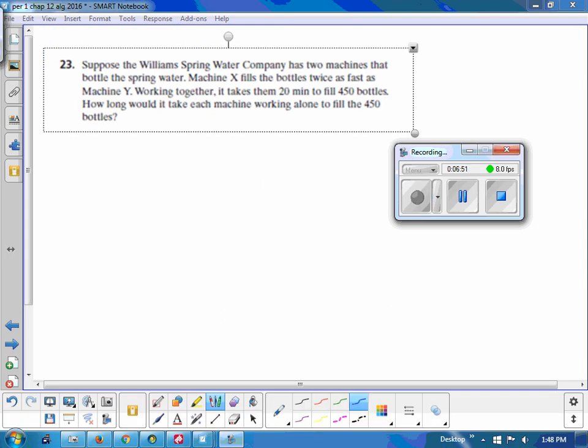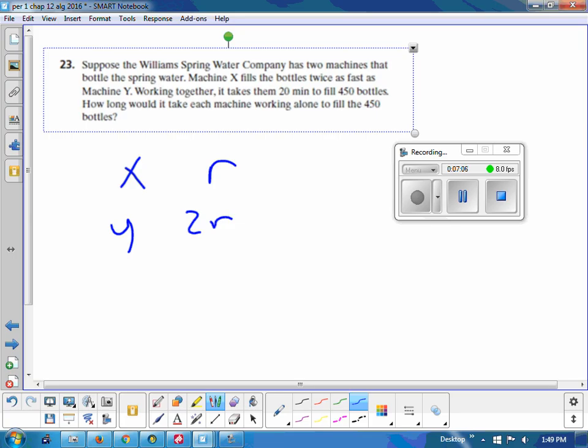So we have, suppose the Williams Spring Water Company has 2 machines that bottle spring water. Machine X fills bottles twice as fast as machine Y. Working together, it takes 20 minutes to fill 450 bottles. How much longer would it take each machine working alone to fill 450 bottles? So this one we got to work backwards.